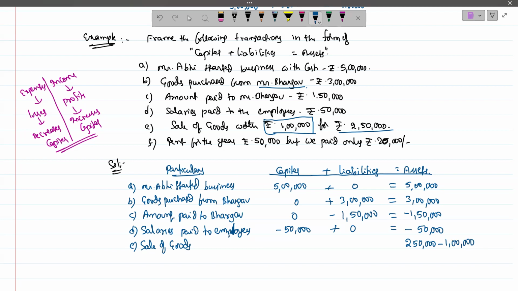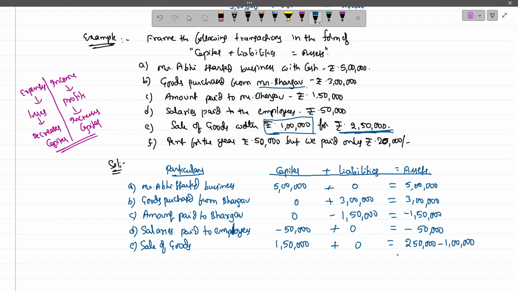We purchased 1 lakh worth of goods and sold them for rupees 2 lakh 50,000, which means we have a profit of 1 lakh 50,000. Profit or loss, if any, is transferred to capital. Profit leads to an increase in capital, but loss leads to a decrease in capital. So here we have a profit of 1 lakh 50,000, so capital is increased by 1 lakh 50,000 and the liability is not affected. So the net accounting equation is 1 lakh 50,000 plus 0 equals 1 lakh 50,000.